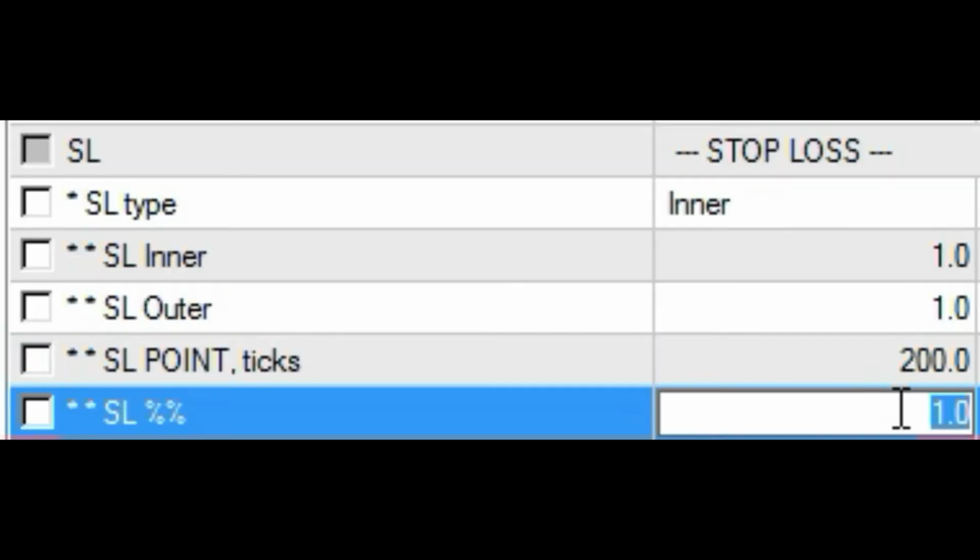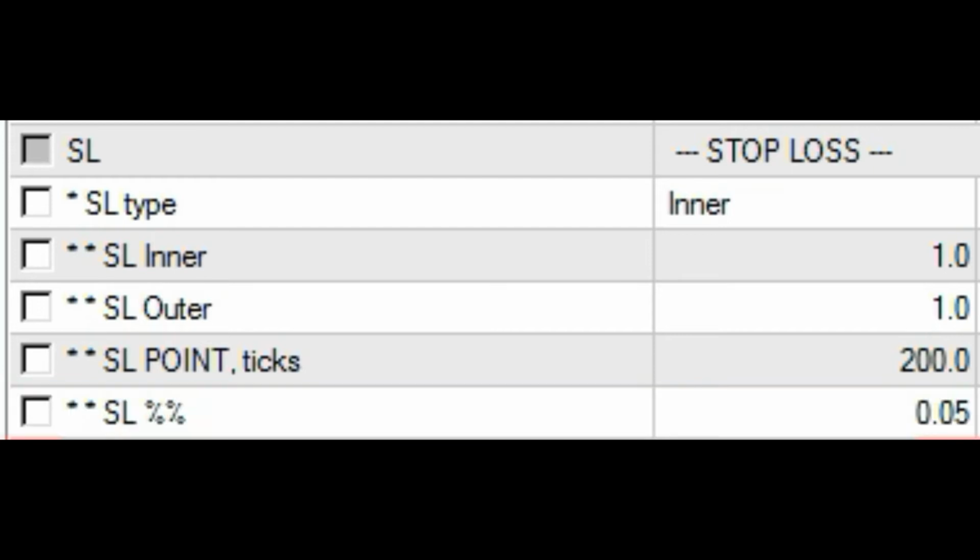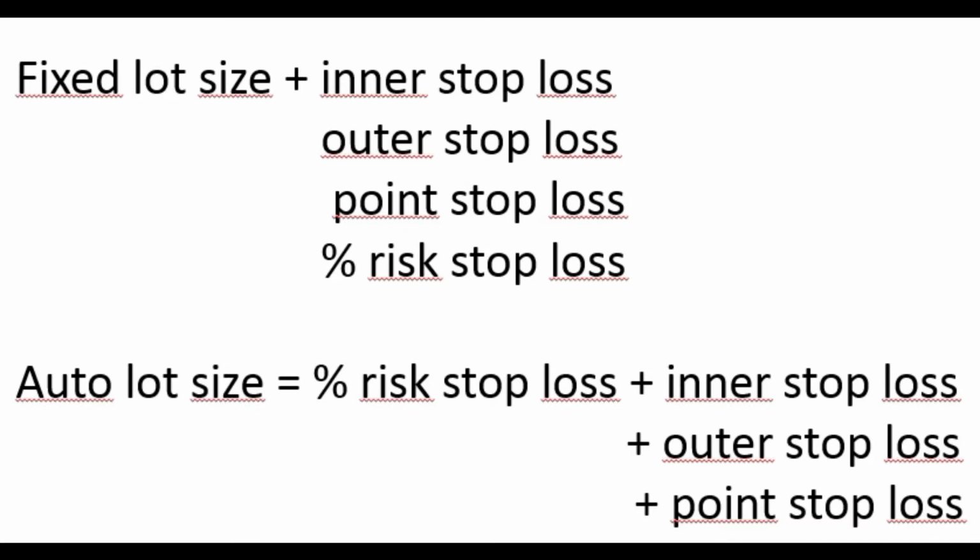And last option is for percentage risk stop loss. In this case, lot size will be automatically calculated. In this case, I set percentage stop loss to 5%. There are multiple possible combinations of lot size and stop loss.